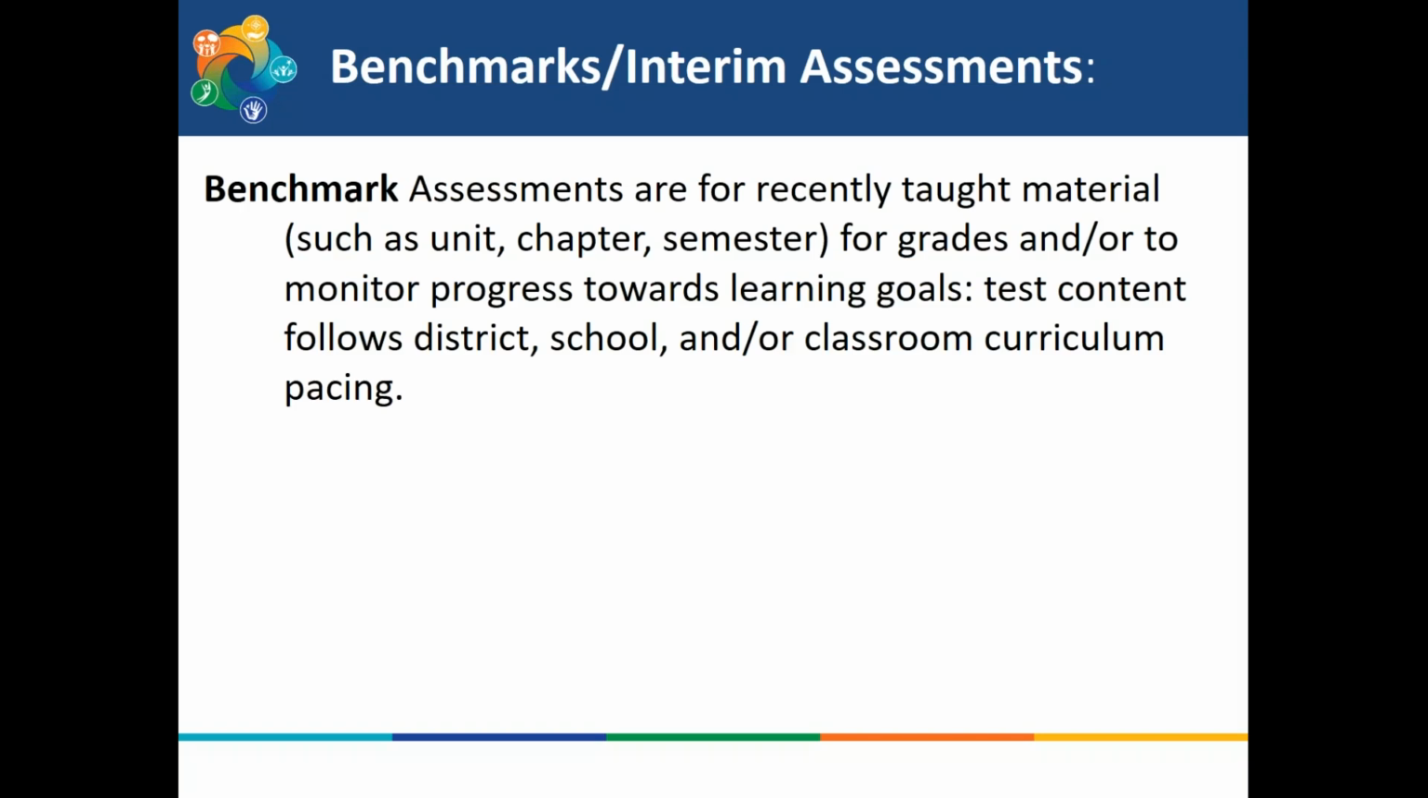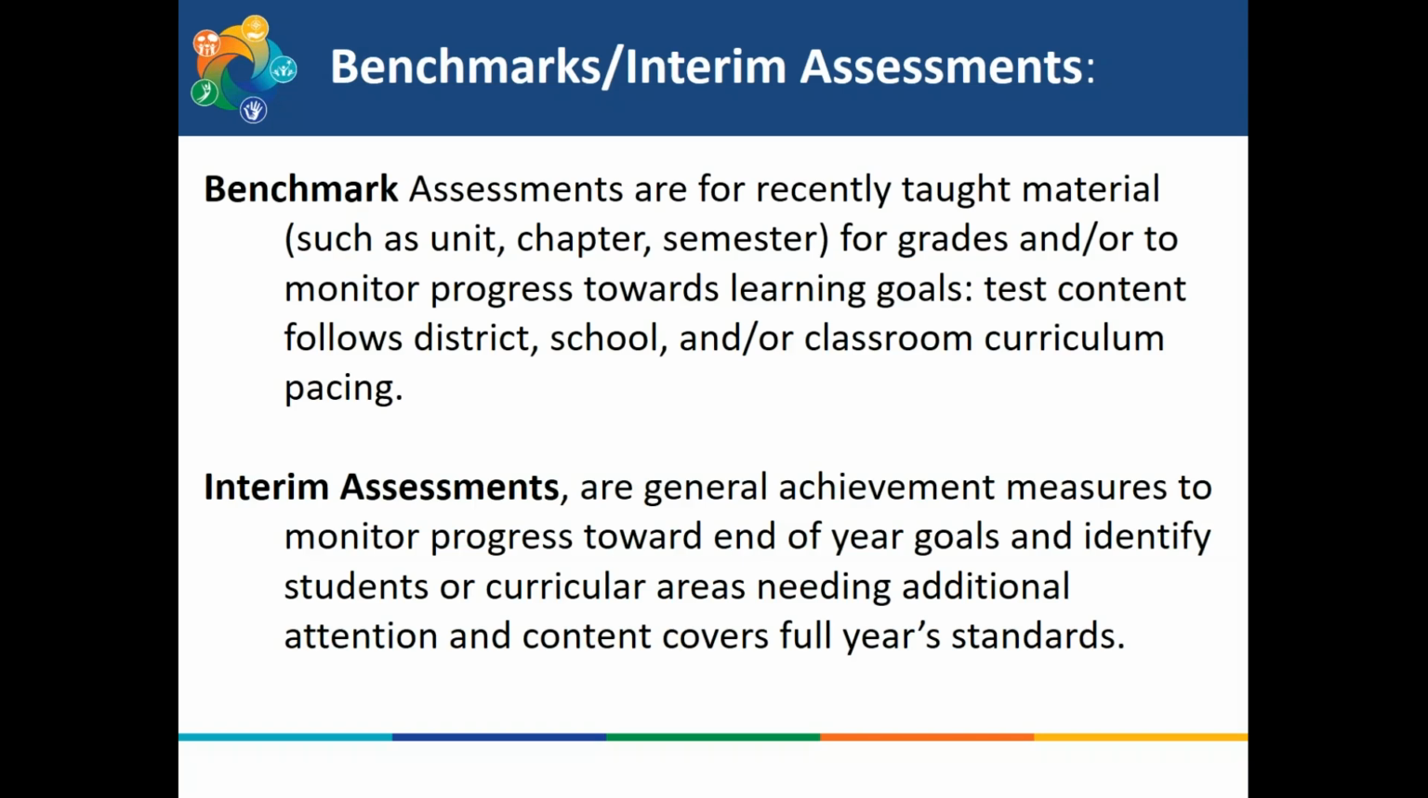And then, of course, you have benchmark and interim assessments, and we've already discussed the differences between those. These two are very, very similar. One is given more regularly, such as at the end of a short unit or a chapter, very much like quizzes, and then interim assessments are given at larger chunks of time to check and see if students are meeting their goals toward proficiency for the year.